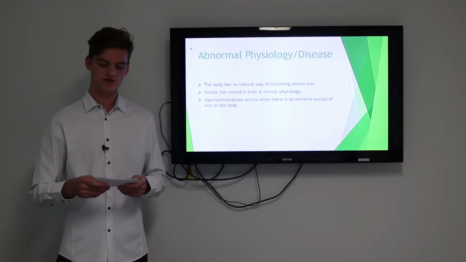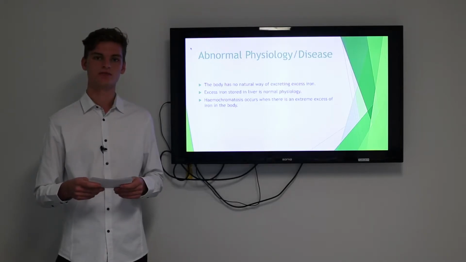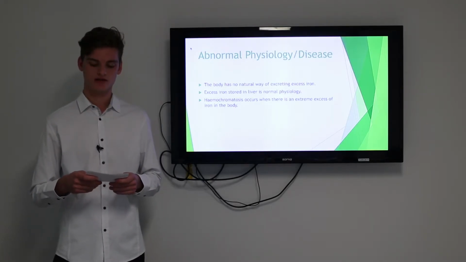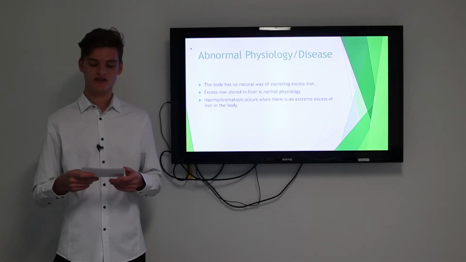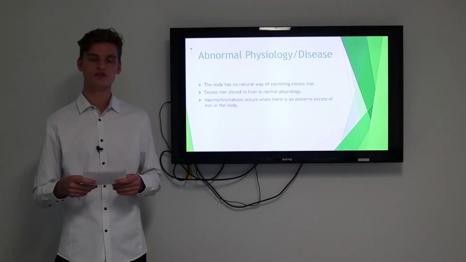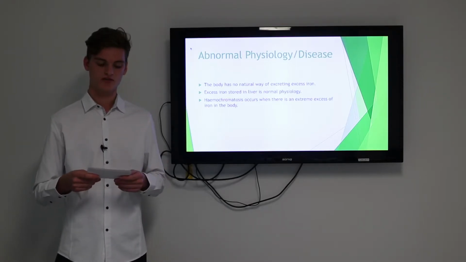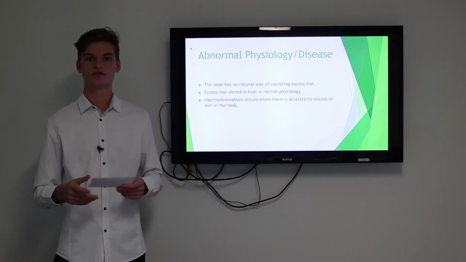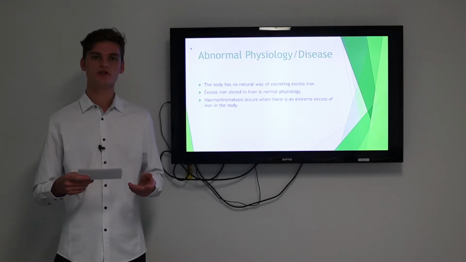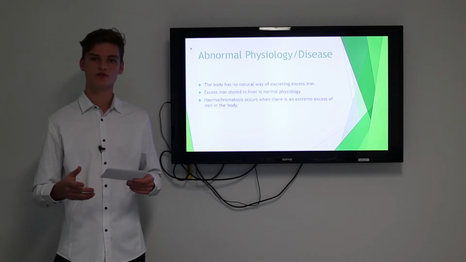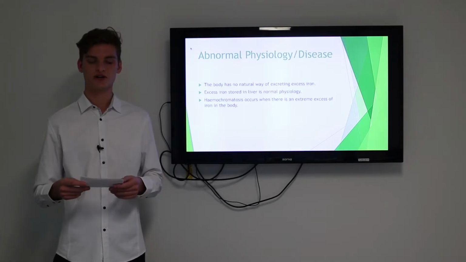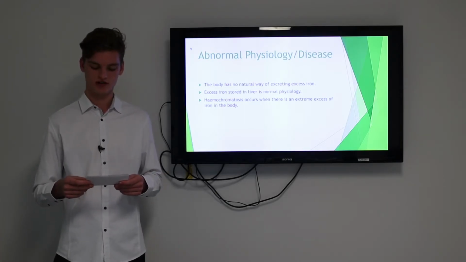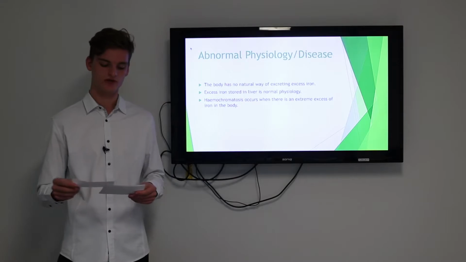Well, the body itself has no way of excreting excess iron. Therefore, any residual iron that remains after hemoglobin production and other cellular processes is stored in the liver. Excess iron stored in the liver is a normal physiological process. However, it becomes a problem when there is too much iron being stored. Haemochromatosis occurs when there is an abnormal excess of iron introduced to the body. This surplus of iron forms iron salts in our body, which can damage tissue and important organs.